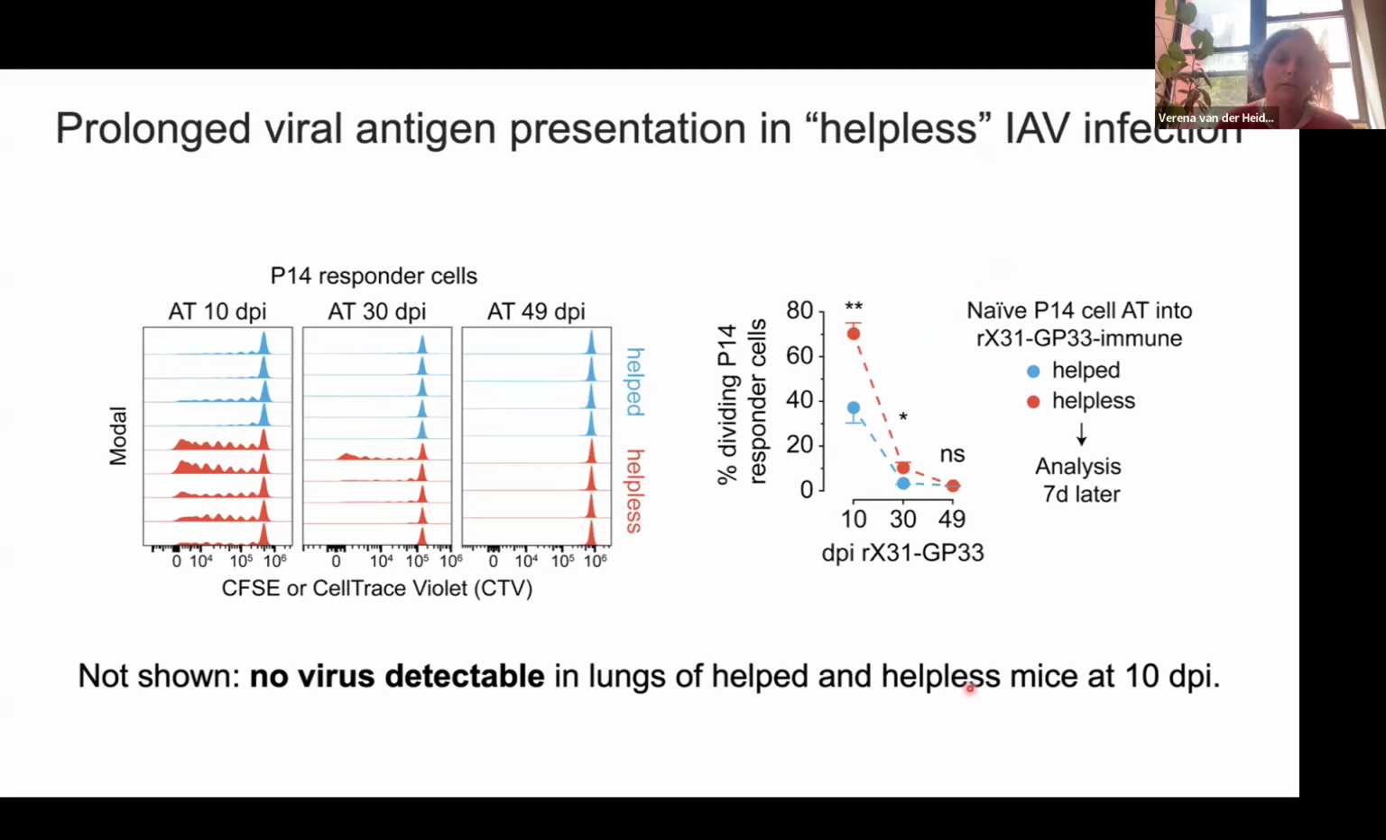There's no virus detectable in the lungs of these mice. We still detect, similar to the LCMV system, a little bit of proliferation even in the helped mice. But at 30 days after infection, there's no proliferation in the helped compartment, whereas there is still a little bit of proliferation in the helpless mice that were infected without CD4s. So this is similar to the LCMV system, but probably not as pronounced.